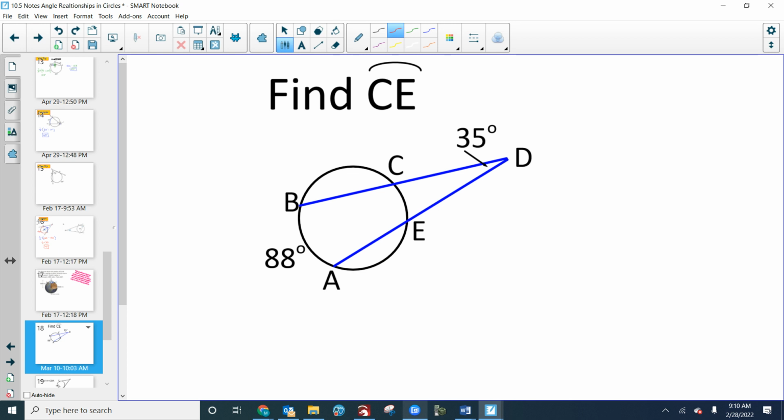Okay, this one's also a little tricky. This angle is outside the circle. So isn't the measure of angle BDA half of the outer arc minus the inner arc? Yes? What's the outer arc? AB or BA? 88 degrees.